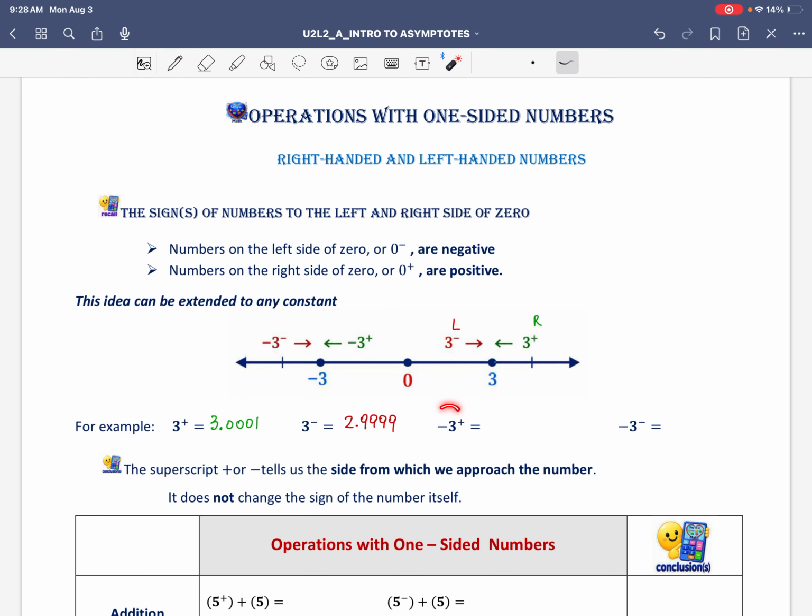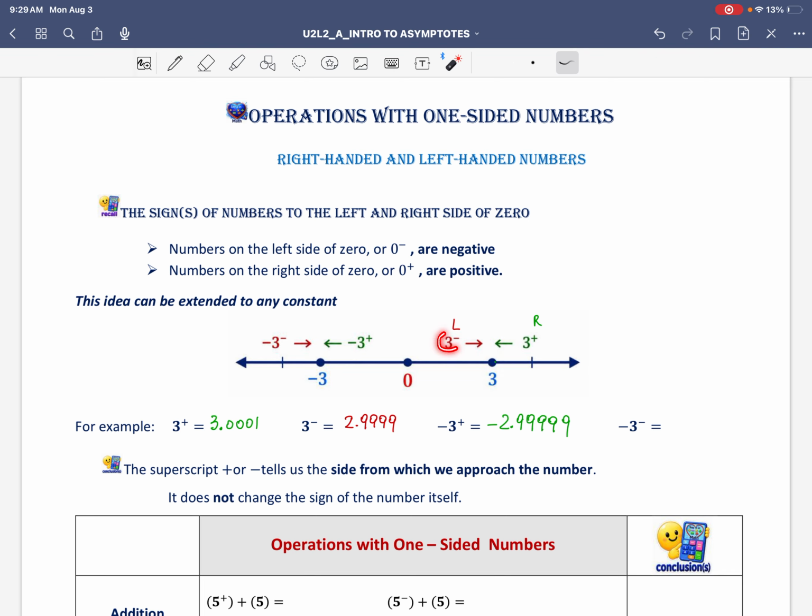Now let's take a look at negative numbers. So this is negative 3. If we are approaching negative 3 from the right-hand side, it means that, remember, this is negative 1, negative 2, so we are going slowly towards negative 3, not becoming negative 3. So as an example of these numbers, we can take negative 2.999, and you can continue writing 9 as many times as you want.